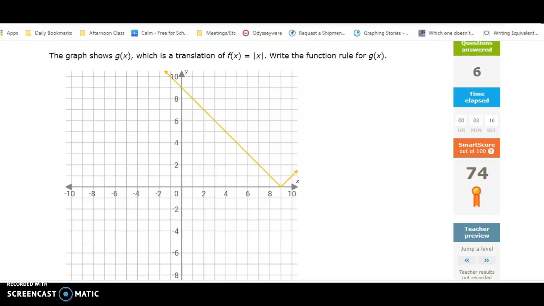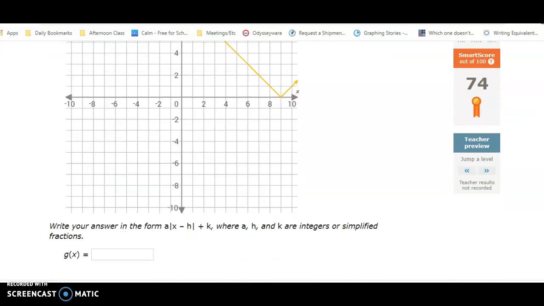All right, this one's shifted to the right, 9 spaces. So I use my bars. The 9 would be inside, but it's the opposite, so I would put minus 9.